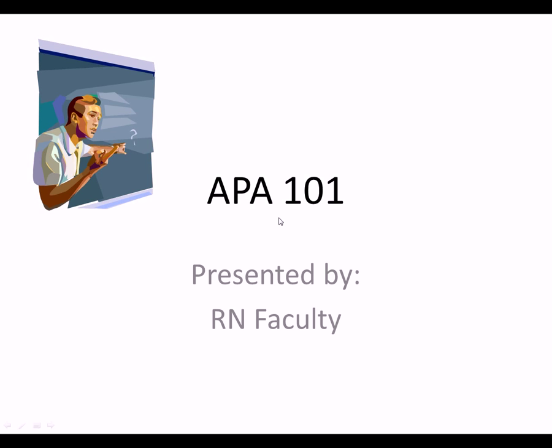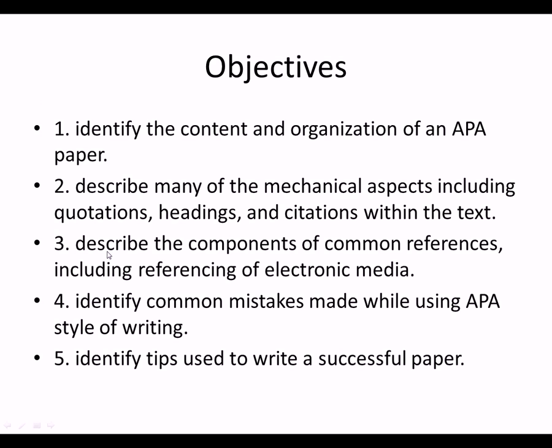All right, APA 101. Okay. Our objectives are that we're going to identify the content and organization of an APA paper, that we're going to describe many of the mechanical aspects, including quotations, headings, and citations within the text, that we're going to describe the components of the common references included in referencing of electronic media. We're going to identify common mistakes, and then lastly, identify tips to write a successful paper.